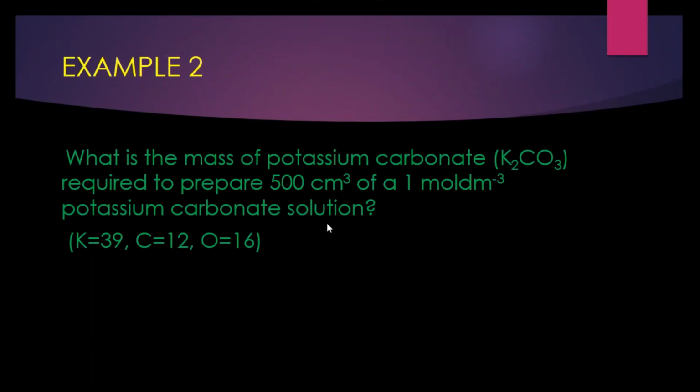Example 2. What is the mass of potassium carbonate required to prepare 500 cubic centimeters of a 1 mole per decimeter cube potassium carbonate solution? They have given us the relative atomic masses as potassium is 39, carbon is 12 and oxygen is 16. Here they are asking us to find the mass. Let's see how we are going to do it.